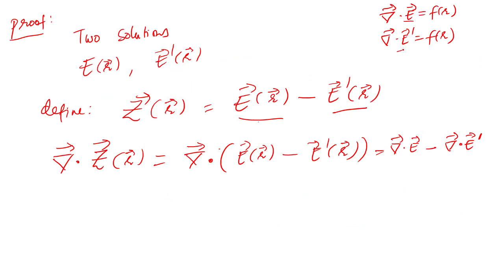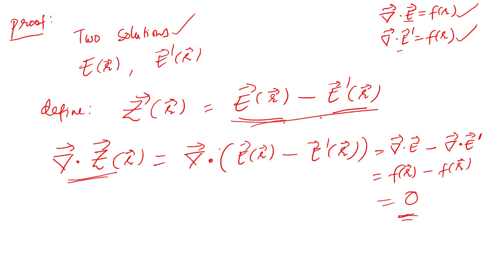So both E and E prime, because we're assuming that there are two solutions, should satisfy this condition. Then you would have essentially f of r minus f of r, which is equal to 0. So the divergence of Z is 0, where Z is the difference between these two solutions.